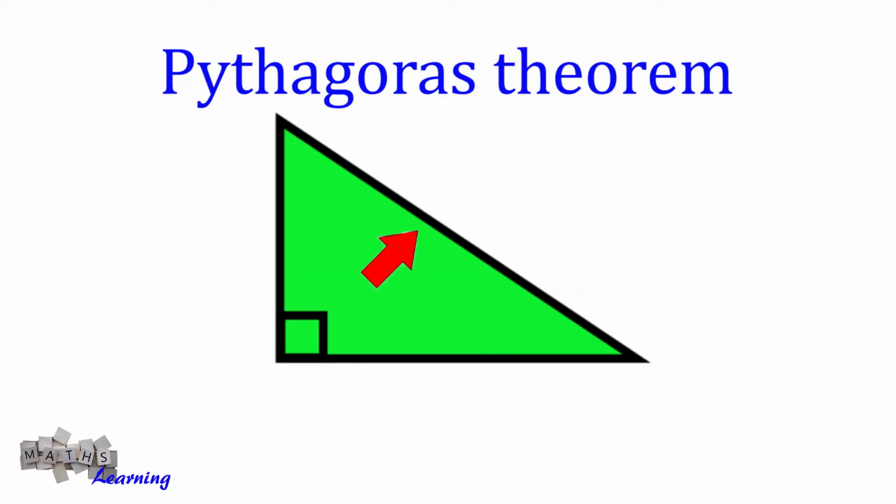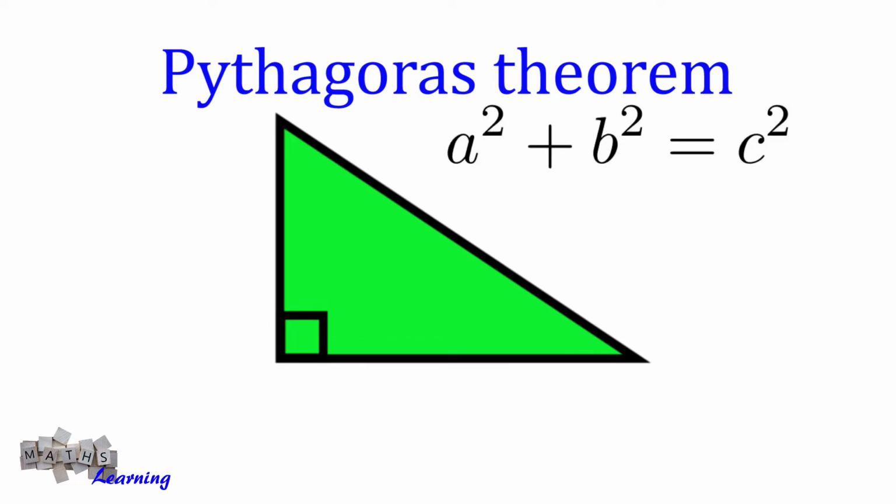Opposite the right angle is the side of the triangle we call the hypotenuse, and is always the longest side of a right angle triangle. The formula for Pythagoras' theorem is a squared plus b squared equals c squared.